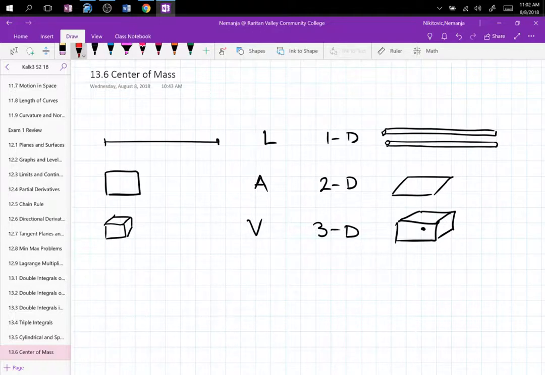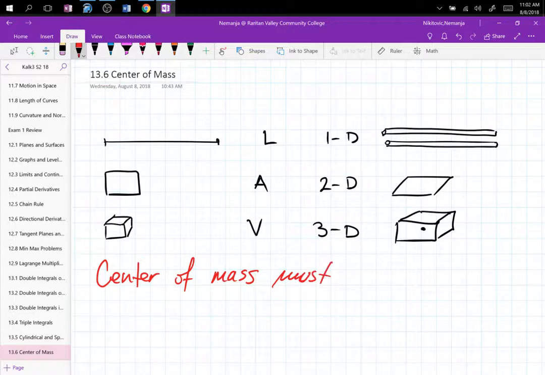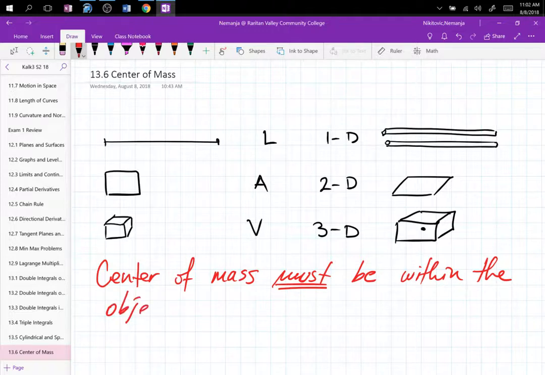Clearly, I can't balance this object with the center of mass that's here, because it's not on the object. So center of mass must be within the object's interior. Or is this like a donut?